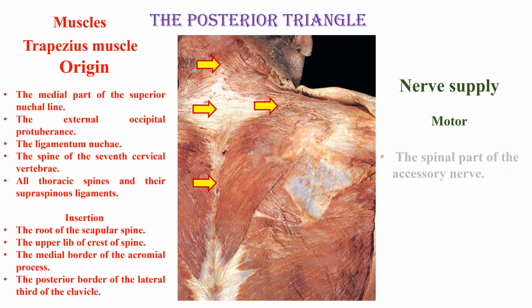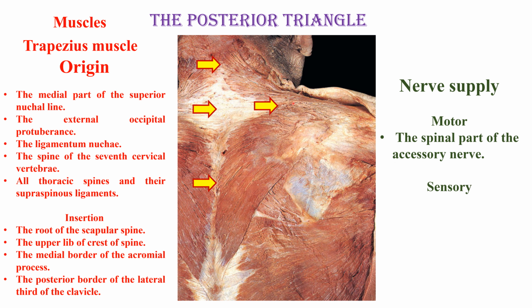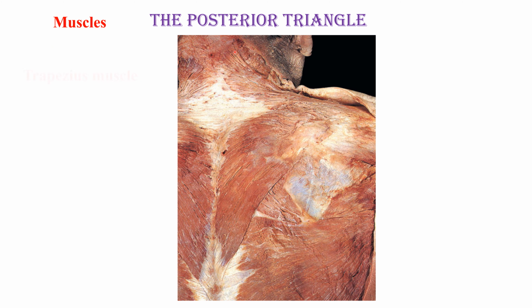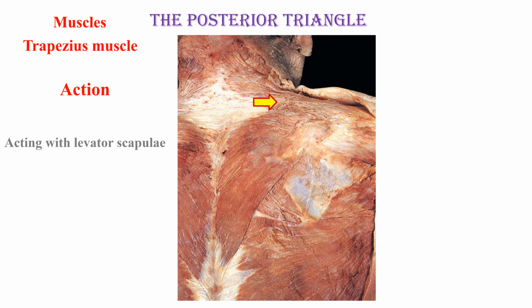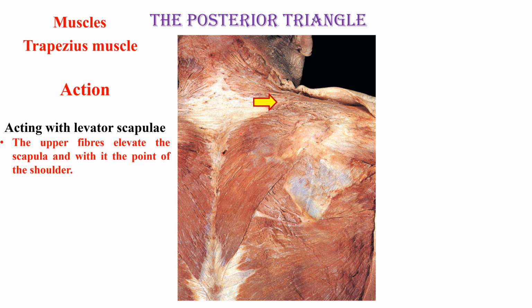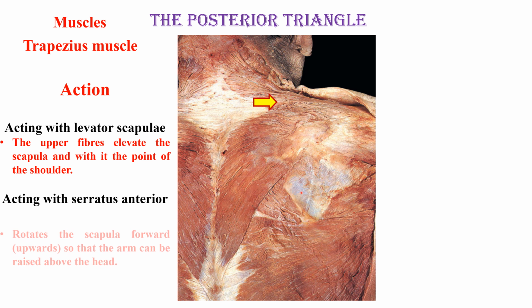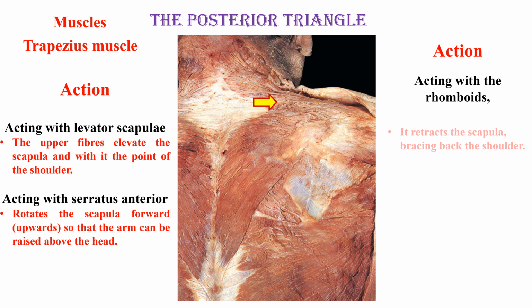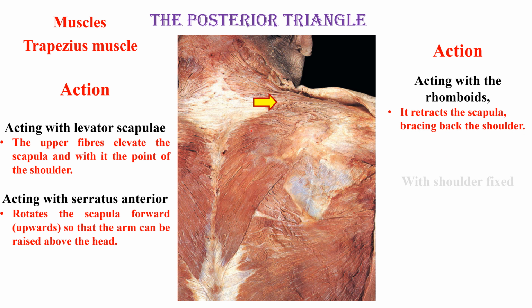The nerve supply, exactly like the sternomastoid, is motor, spinal part of accessory, and proprioceptive will be through the third and fourth cervical. When it comes to the action of the trapezius muscle, that muscle acting with the levator scapulae will raise the shoulder, the point of the shoulder upwards. Acting with the serratus anterior muscle will rotate the scapula forwards and upwards in the last degree of abduction, getting the arm above the head. Acting with the rhomboids muscles, it retracts the scapula, pressing back the shoulder.